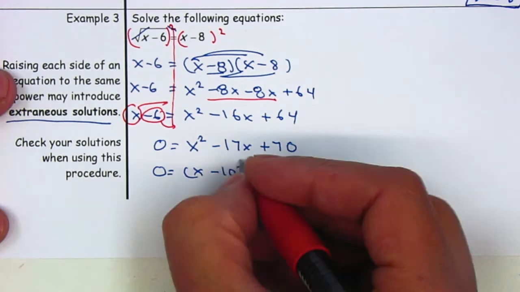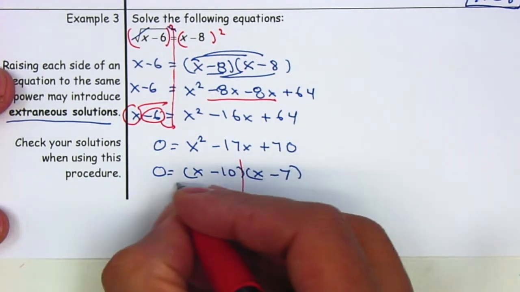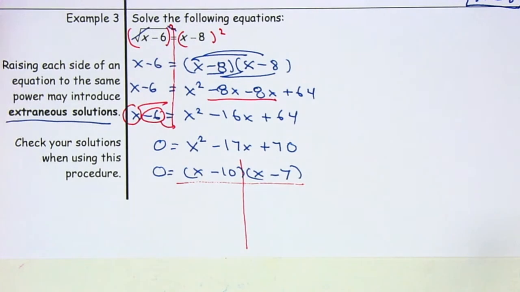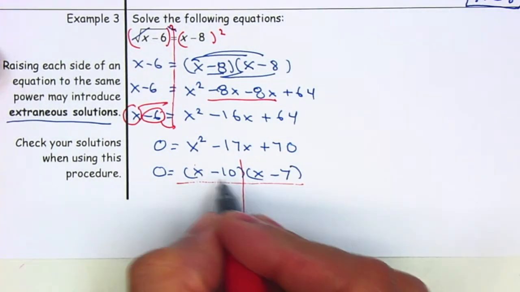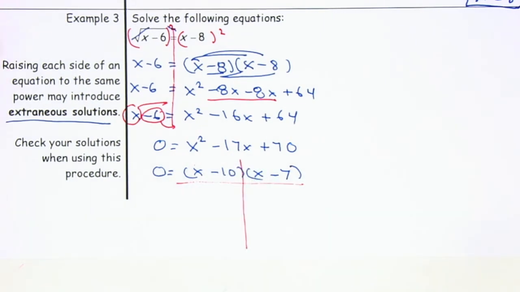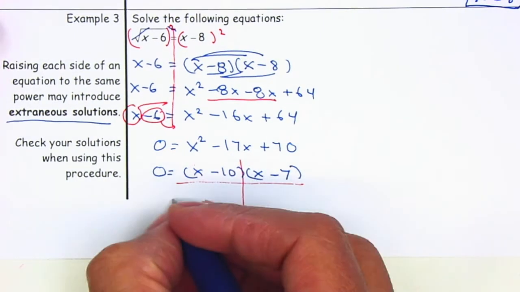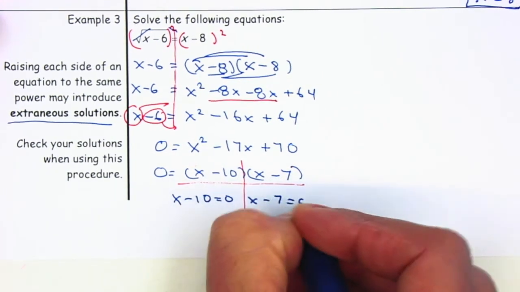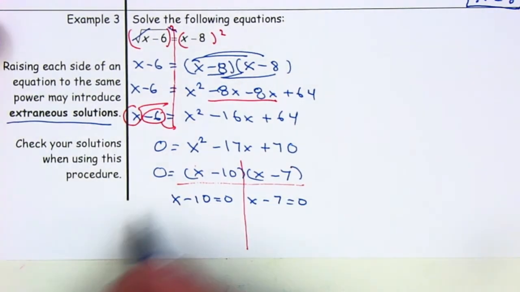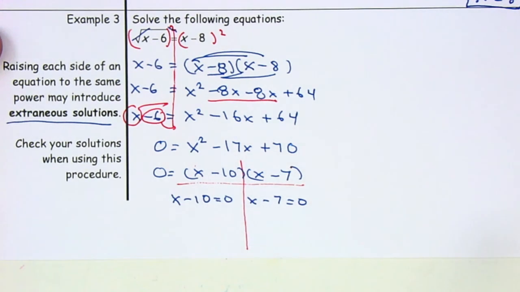I'm going to do my t-chart to solve. Remember that you always have to double check, does this work? If I multiply x, that gives me negative 7, minus 10 is negative 17. x minus 10 equal to 0, x minus 7 equal to 0. You're using your zero product property to solve.